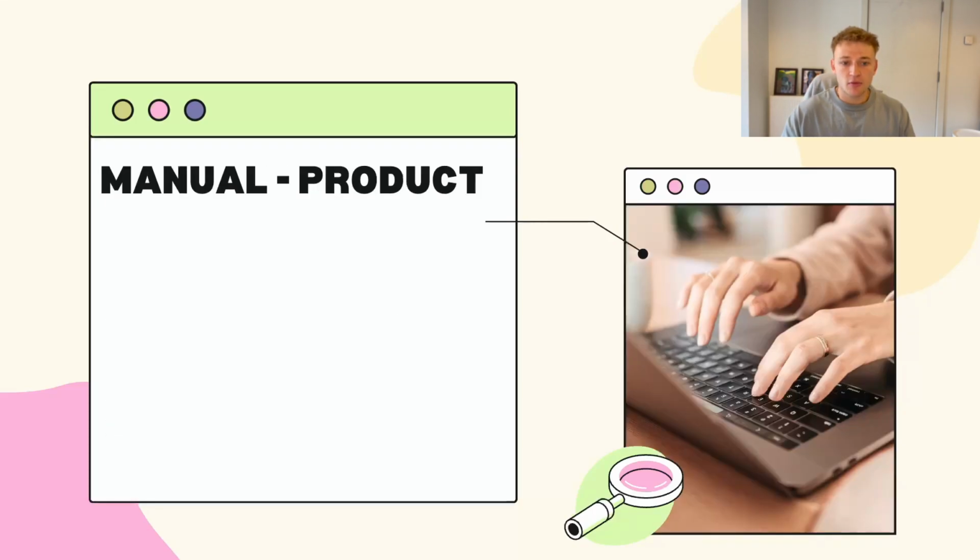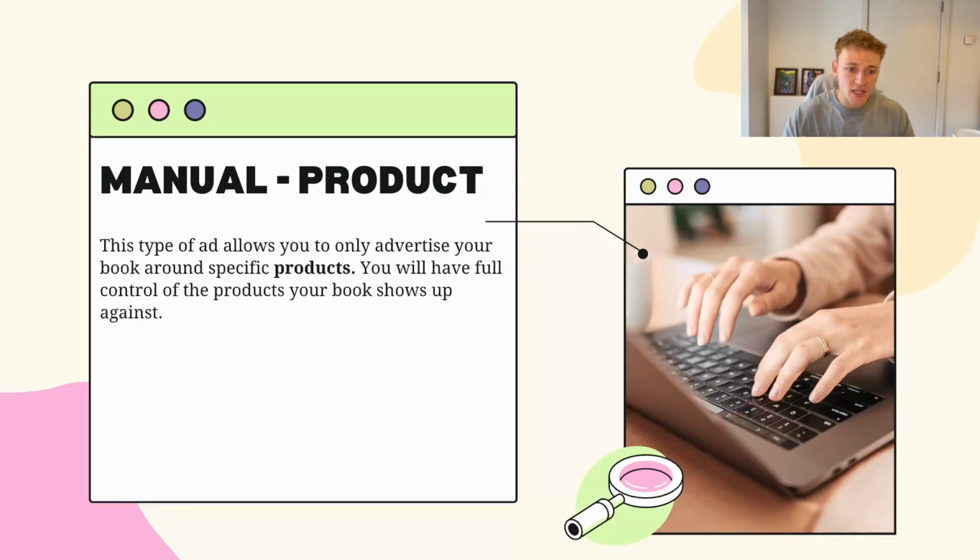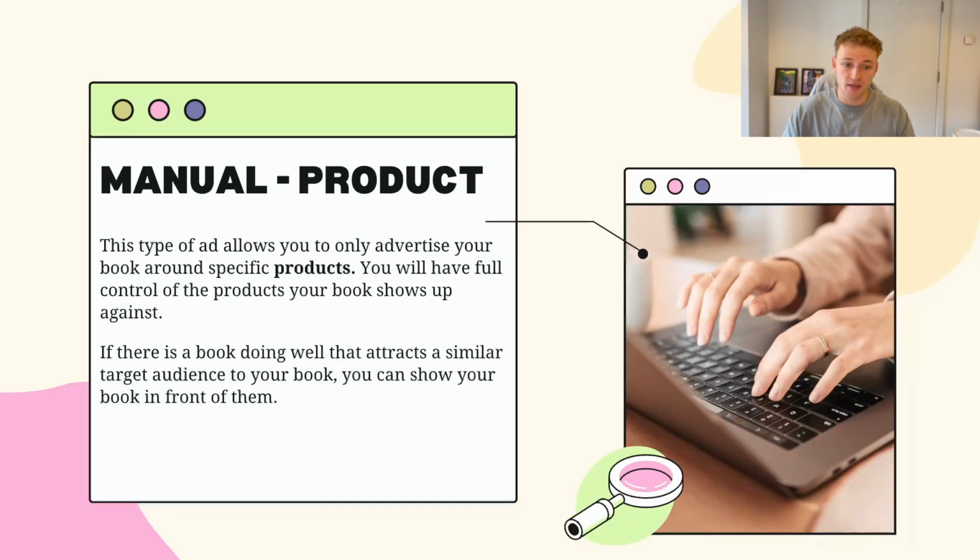So next, I'm going to run you through manual products. We've just gone through manual keywords and how you can specifically target certain keywords. This is basically exactly the same thing, but just for products. Now, this type of ad is actually a little bit more simple than the keyword side of things, and also allows you to advertise your book around specific products. So we're not looking at keywords or customer search terms anymore. We're just looking at specific products. So you'll have full control over the products that your book shows up against.